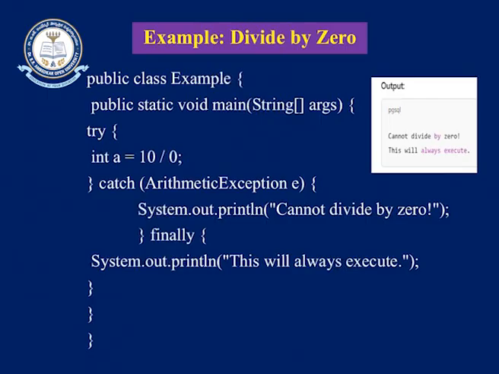After that I am using catch. Division is an arithmetic operation, that's why I am using ArithmeticException, and I am creating one object for that exception. I am printing with System.out.println "cannot divide by 0", meaning any number cannot be divided by 0. Next, finally with System.out: this will always execute. Whatever you mention within the finally block, those statements will always execute. So this is the example program for the exception.